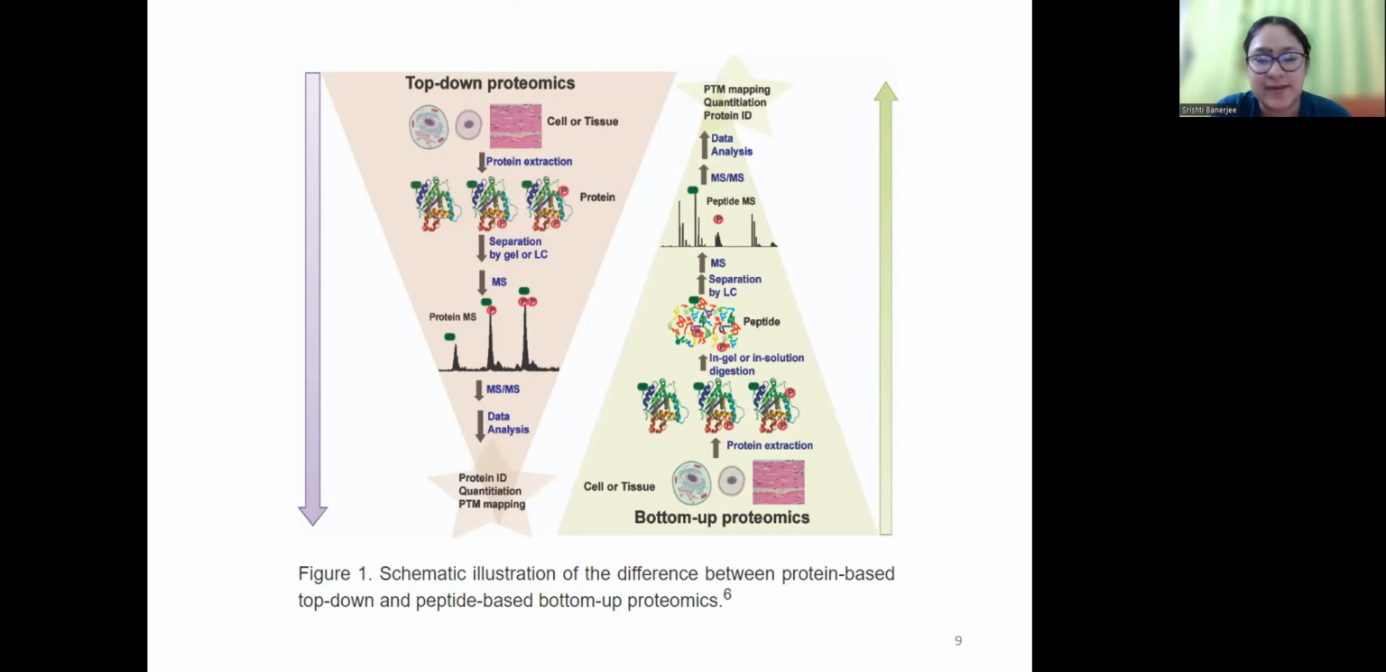Then we separate the proteins either through an SDS-PAGE gel, 1D, 2D, whatever it could be, or by LC, that is liquid chromatography, and then we directly inject the samples into the mass spec and see the MS/MS results and do the data analysis. With that, we get the different protein IDs, and also whether the protein has some post-translational modifications. So that is mostly quantitation: we can quantitate how many proteins are there and what the post-translational modifications are.